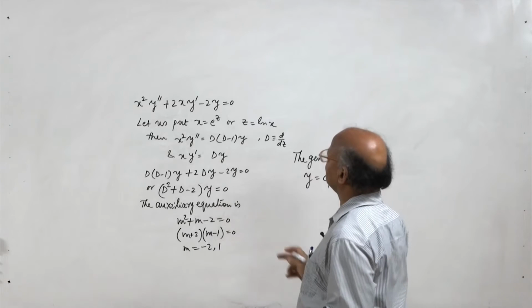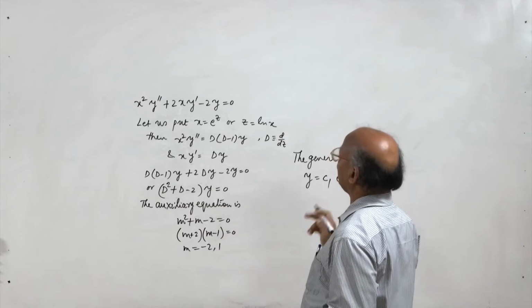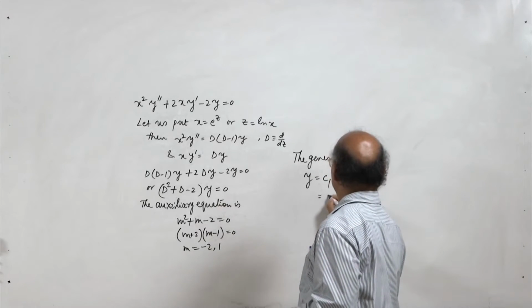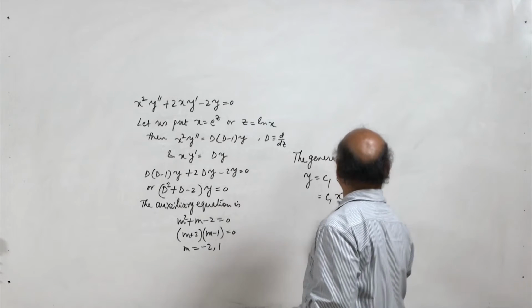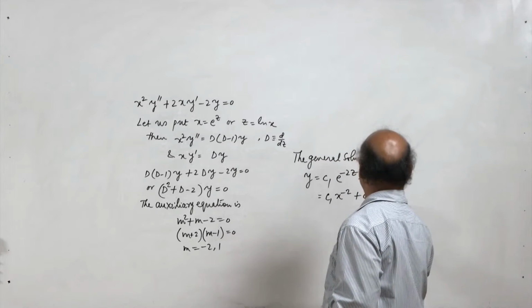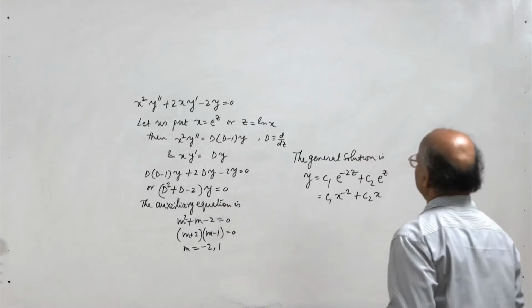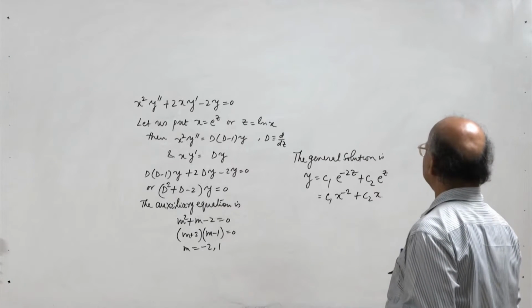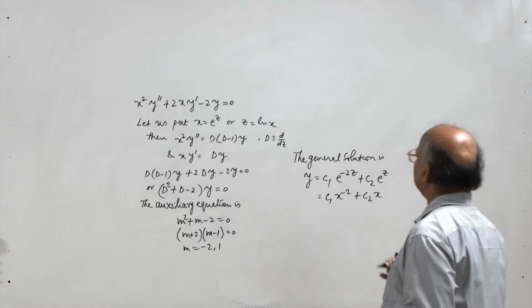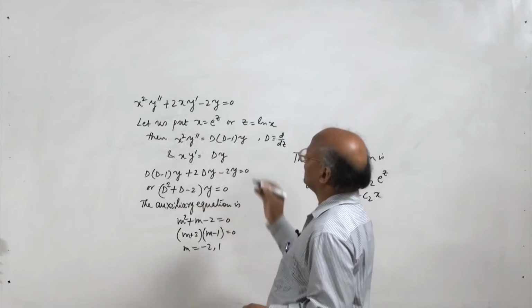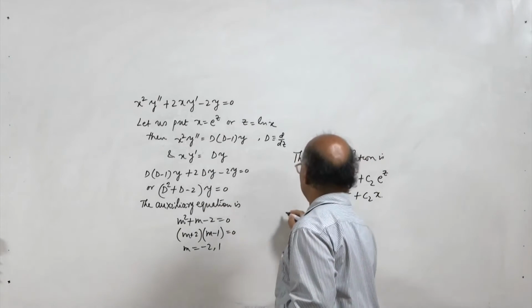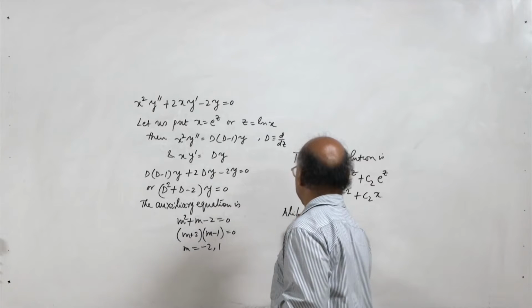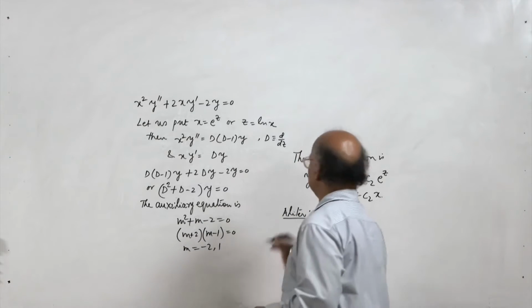Now from the variable z we have to convert to the variable x. e to the power z is x, so e to the power minus 2z is x to the power minus 2. So this is c1 x to the power minus 2, and then we have c2 x. So we get the general solution as y equal to c1 x to the power minus 2 plus c2 x. Now we can find the solution of this by the other method. So let us find the solution by the other method.